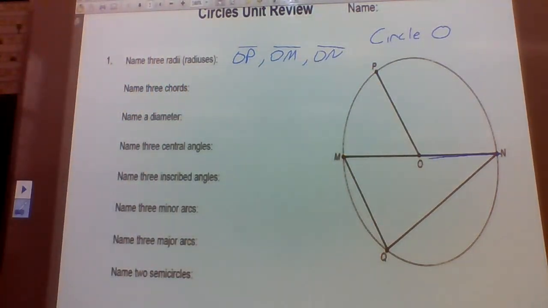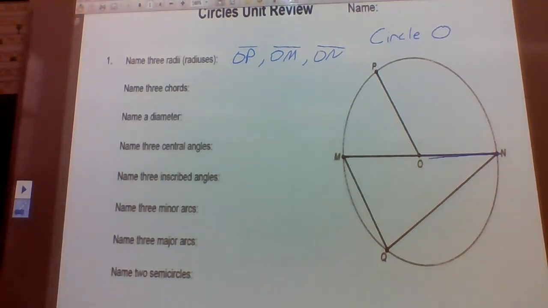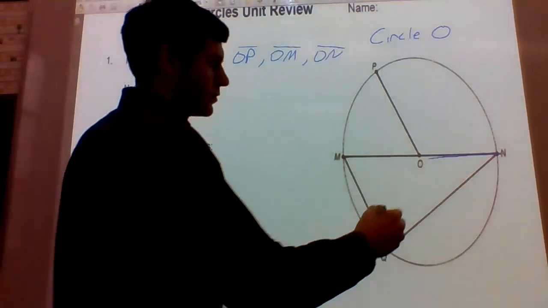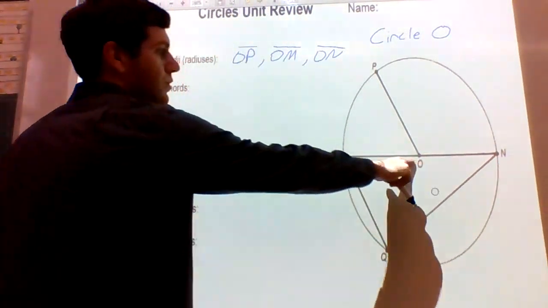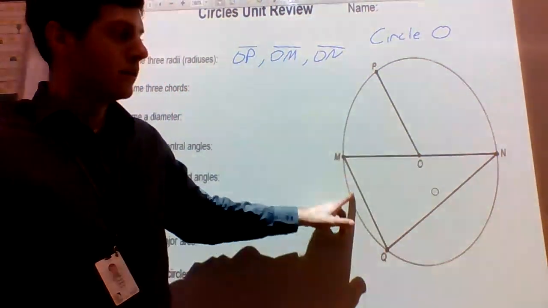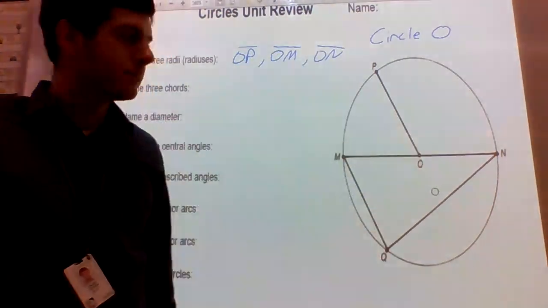Okay. So a radius is the distance from the center of the circle to a point on the circle, or we can think of it as the segment connecting the center of the circle to a point on the circle. Remember that the center of the circle is not part of the circle. The circle is the infinite amount of points that are the same distance away from a central point.